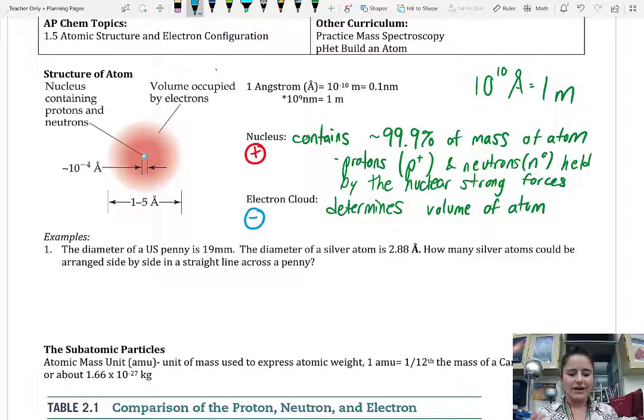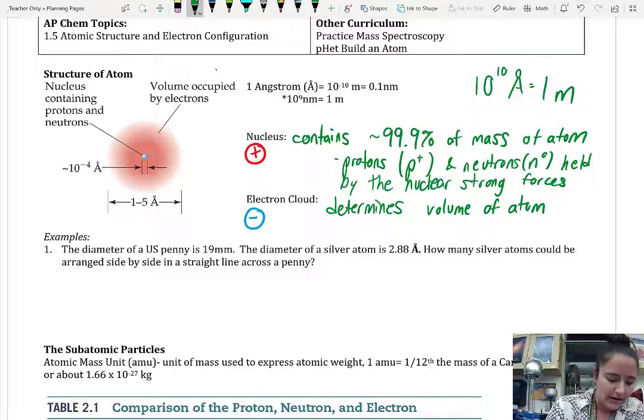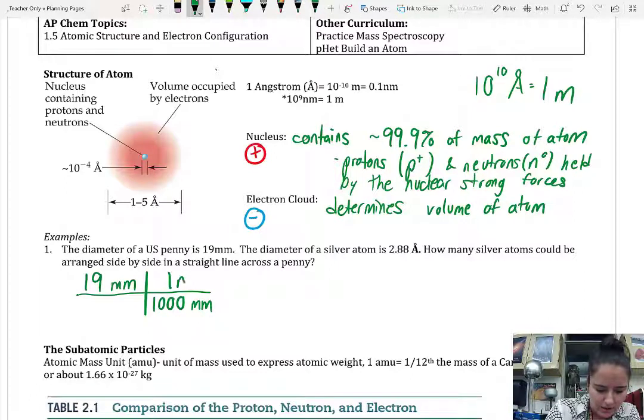In order to compare these two diameters, we're going to need to have them in the same units. So I'm going to convert the 19 millimeters to angstroms. I start with 19 millimeters. I could figure out how many millimeters are in an angstrom, but I know how many millimeters are in a meter, and I know how many angstroms are in a meter, so I'm just going to use those numbers. I know that there are 1,000 millimeters in 1 meter. And then I know that 1 angstrom is 10 to the negative 10 meters.